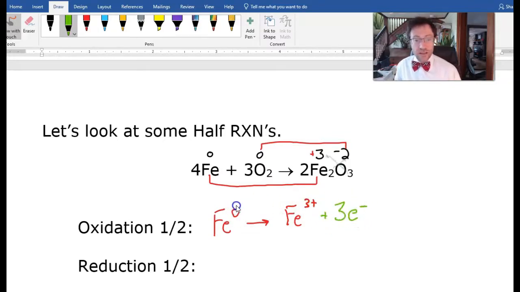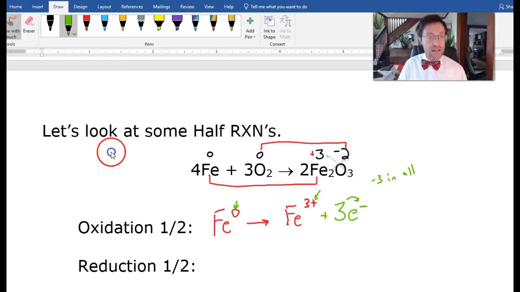because my charge over here is 0. So I've got a plus 3 here from this iron ion. And now I will have 3 minus from 3 electrons, each with a charge of -1. That'll give me a -3 in all. Equal 0, 0. Nice. And so for my reduction, I'm going to start with oxygen 0.